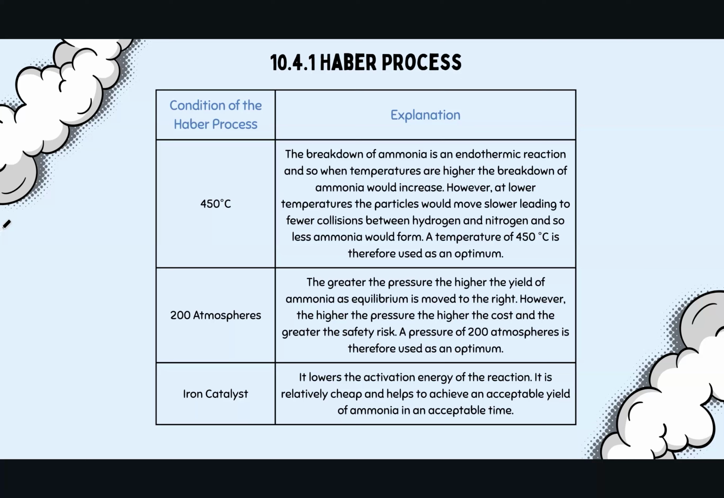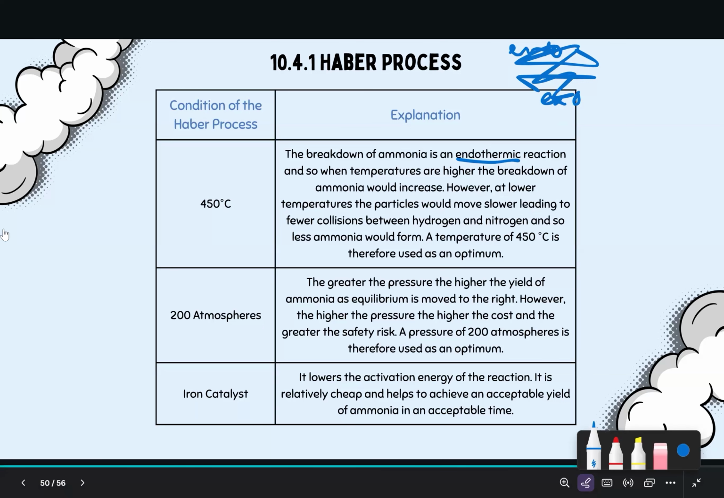Okay, so the conditions of the Haber process. The breakdown of ammonia is an endothermic reaction. So that means the forward reaction is endothermic, the backward reaction is exothermic. So a higher temperature would increase the amount of ammonia. However, at lower temperatures, the particles move slower. Sorry, let me start again. I've said this the wrong way around. Let me just rub that out.